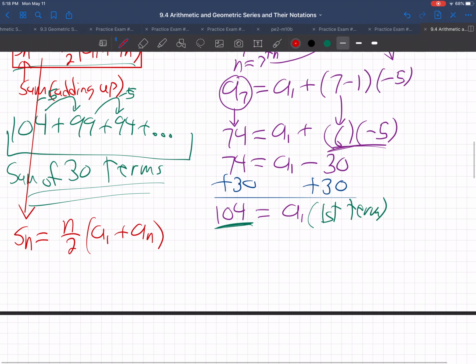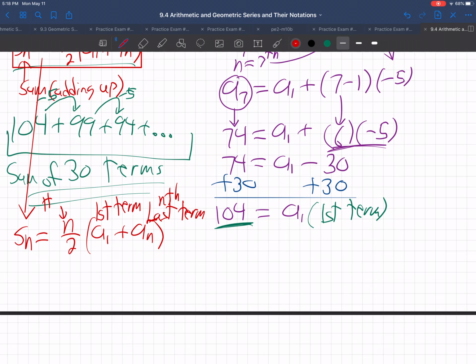So what do these different parts mean? This means the first term. This means the last term, or the nth term. And n, what is n? Right there. That's the number of terms. So the number of terms over 2 times, in parentheses, the first term plus the last term. So what's the number of terms? Well, 30 terms. So that's 30. What's the first term? Well, we just did a bunch of work to find it, 104.